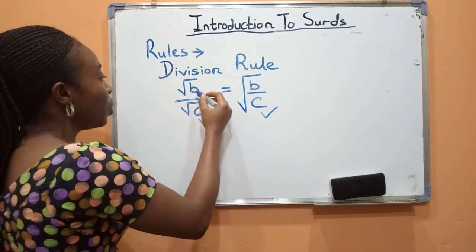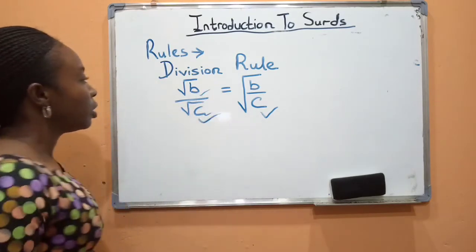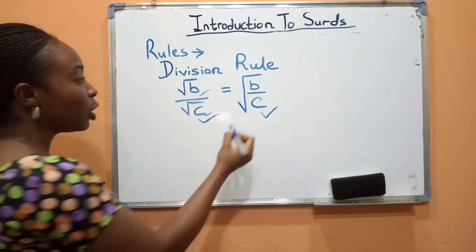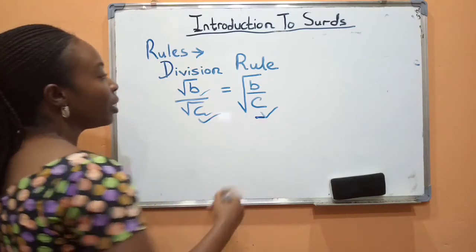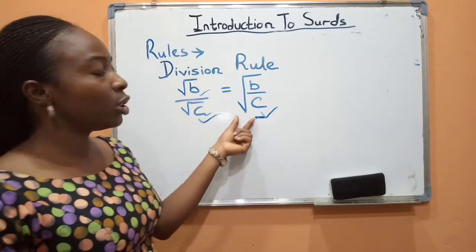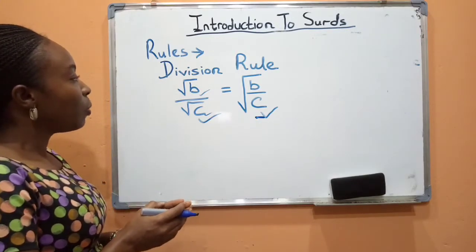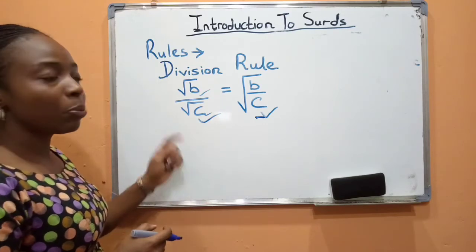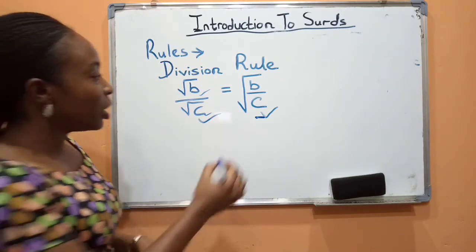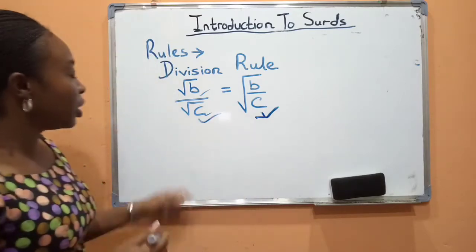For example, if you have b and you have c, and the numbers are not perfect squares, it becomes easy to combine them and then you're able to find the square root. But in a situation where you have numbers that are perfect squares, it may not be necessary to apply this. Let me give you an example.